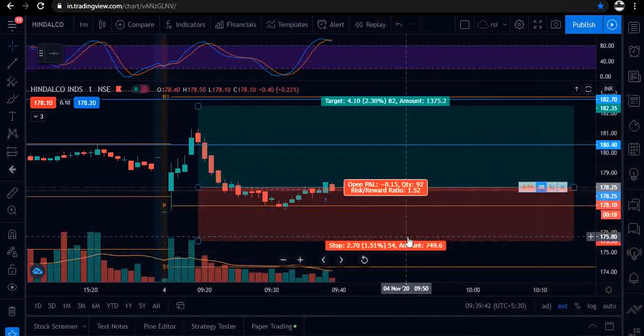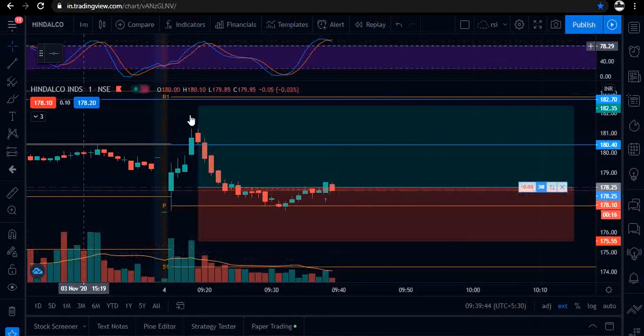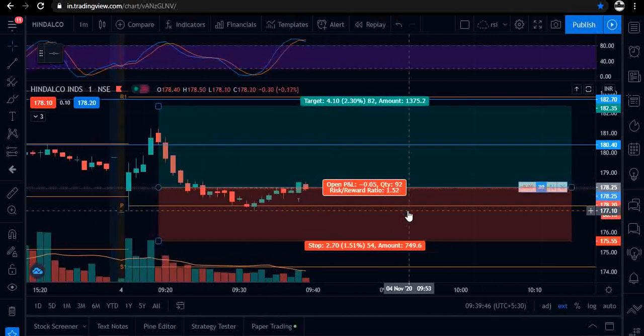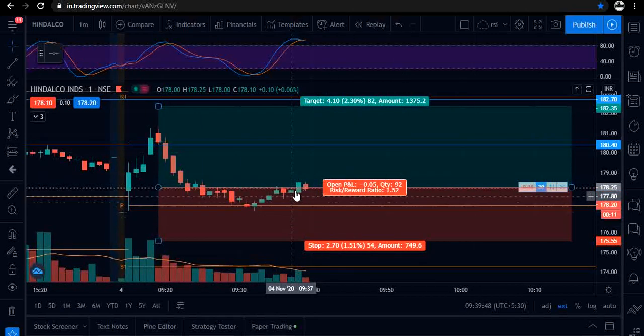Traders, we have taken our entry in Hindalco today and you can see it is now currently moving near our cost price because we have taken a trade just a minute ago. You can see here at 9:37 am.